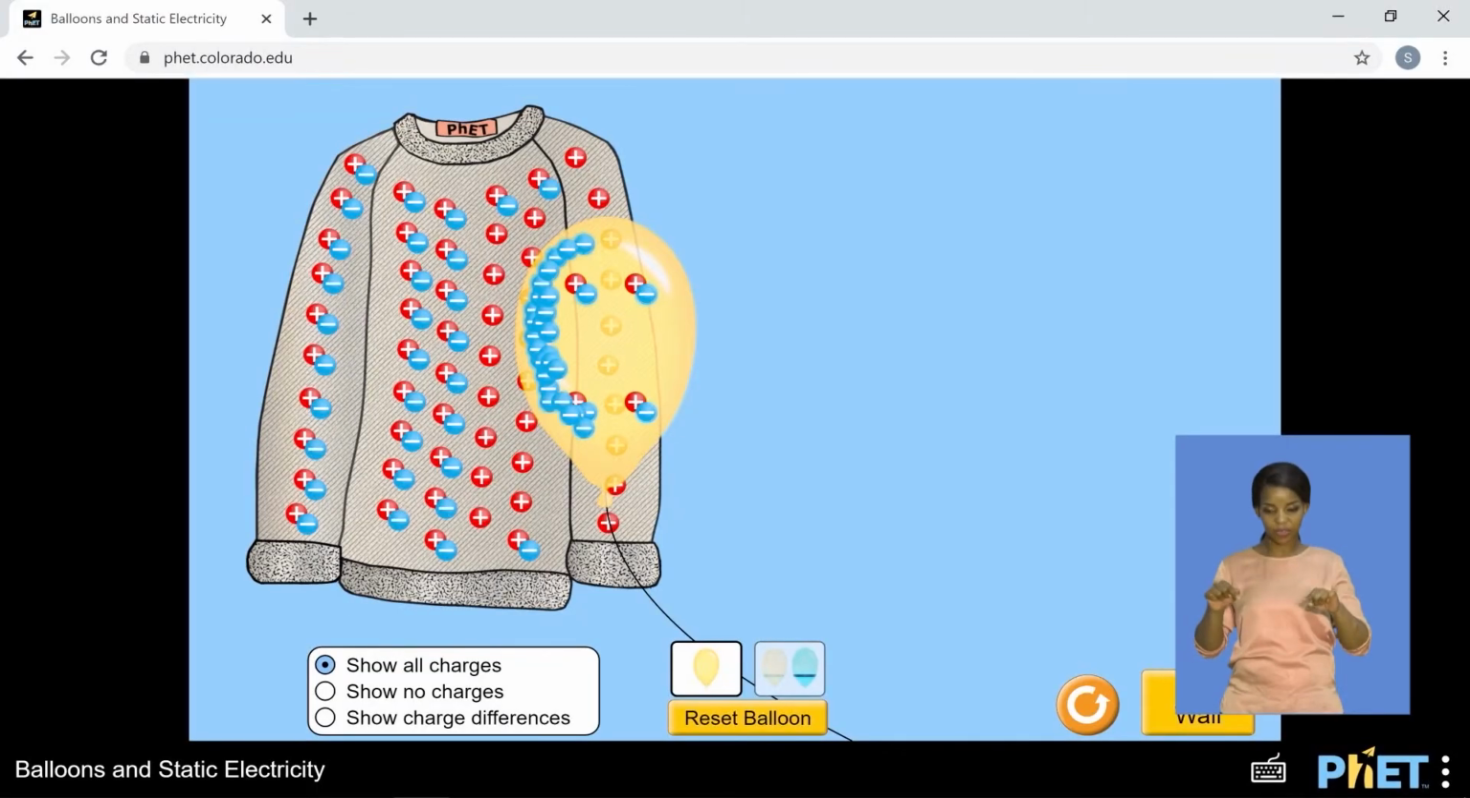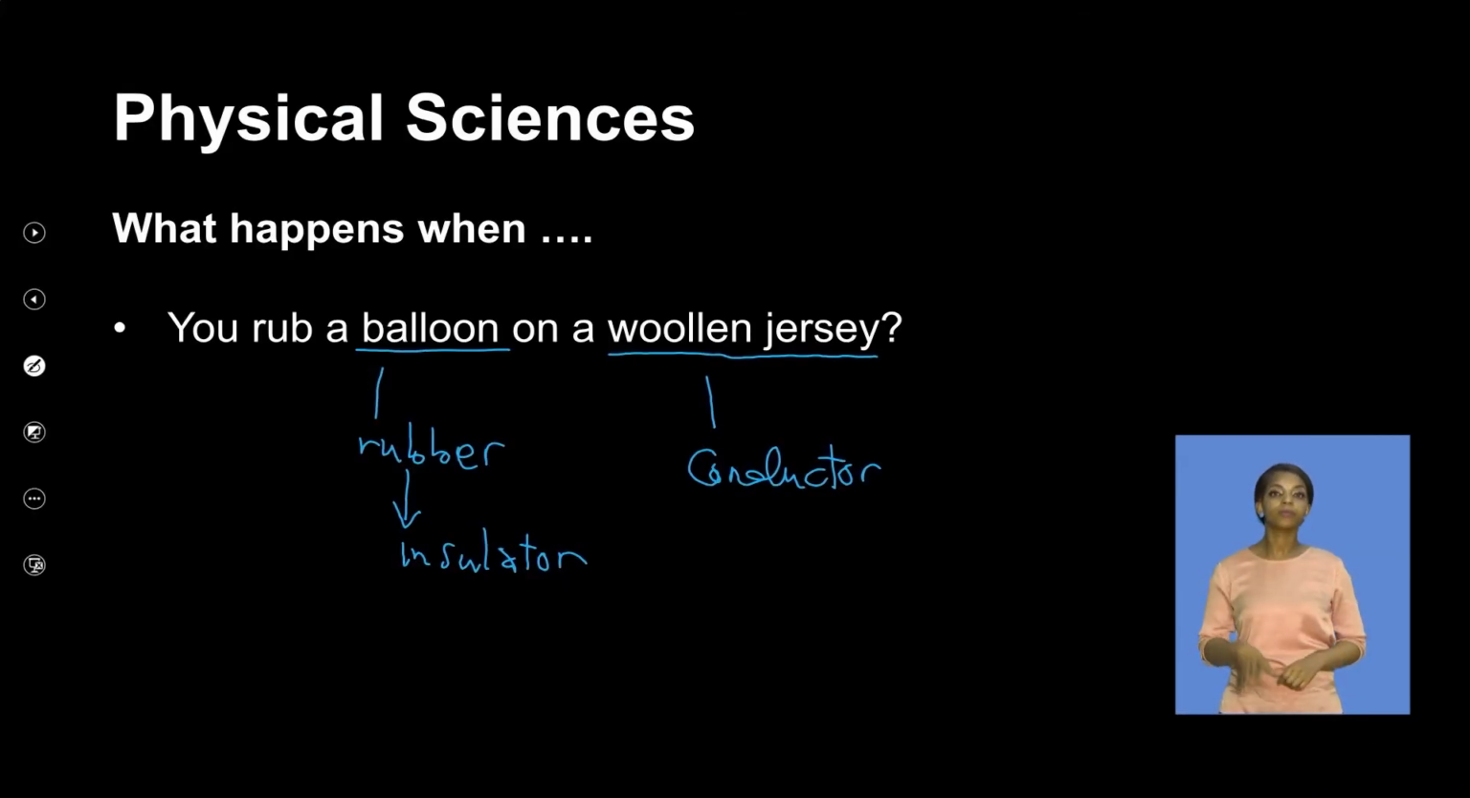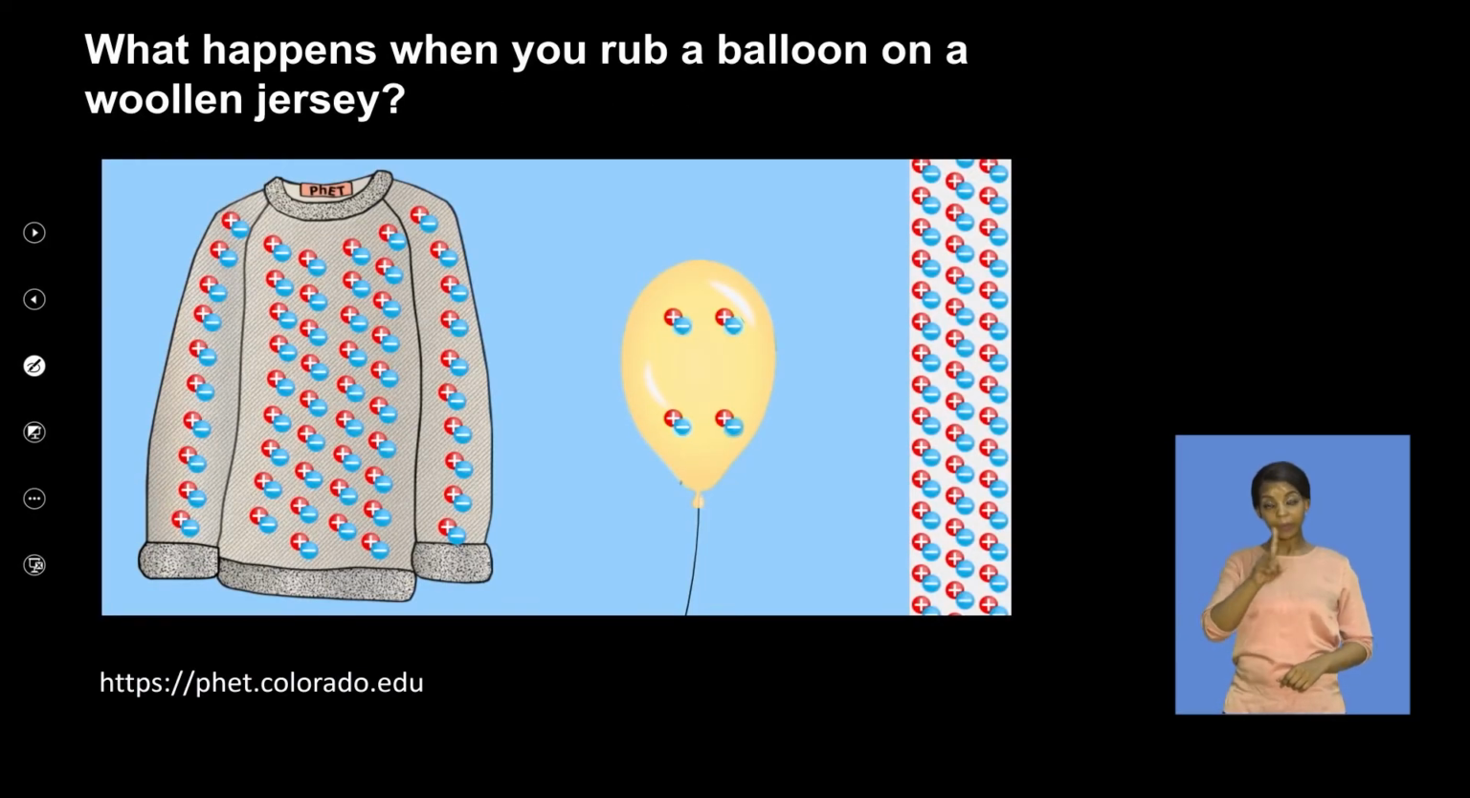Right, moving along, we would also want to look at a scenario whereby the very same balloon and jersey is actually between two materials. That's your wall over there, as well as that's your jersey. But now we've reset everything. Let's go back to the simulation and talk to it a little bit.